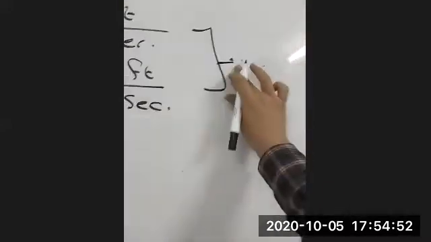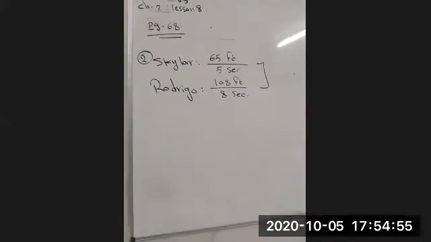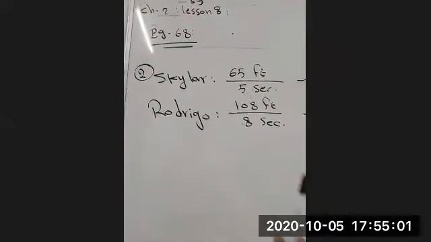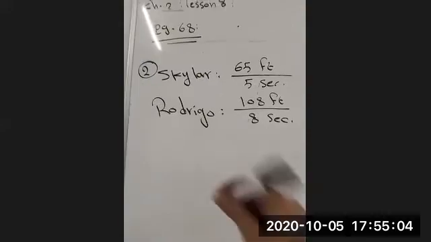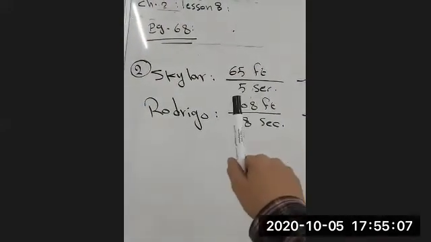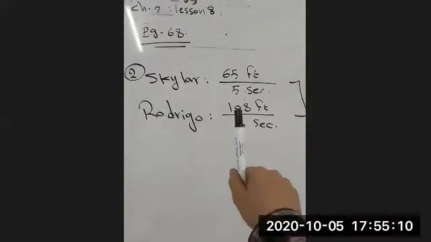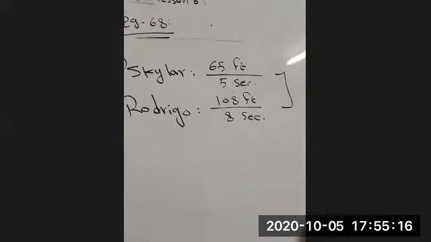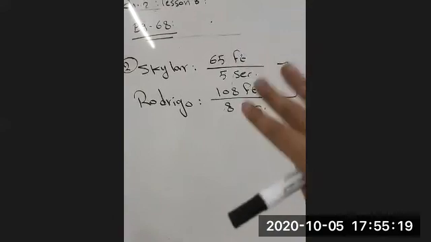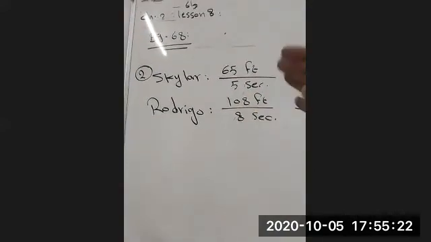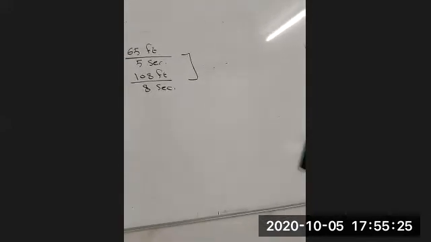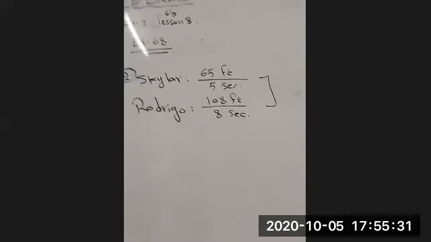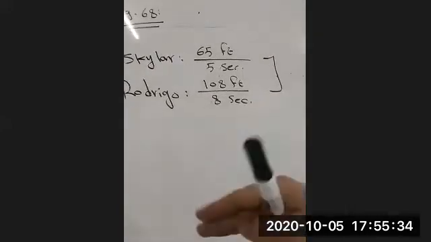Look at the board, Muhammad. While you were reading the question, I prepared my rates for Skylar and Rodrigo. Do you understand how I prepared my rates? Skylar can travel 65 feet in 5 seconds, and Rodrigo can travel 108 feet in 8 seconds, right? The question wants to know how much farther Skylar can travel than. What's the meaning of farther than? More than. In Arabic, farther than means أبعد, meaning who goes more.